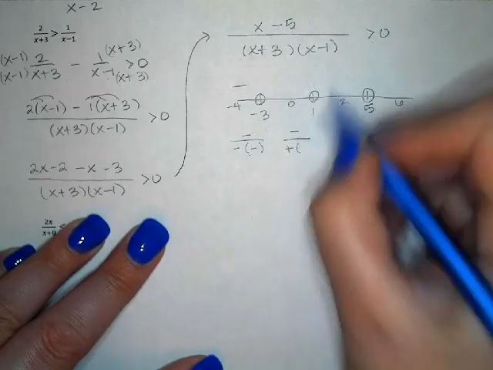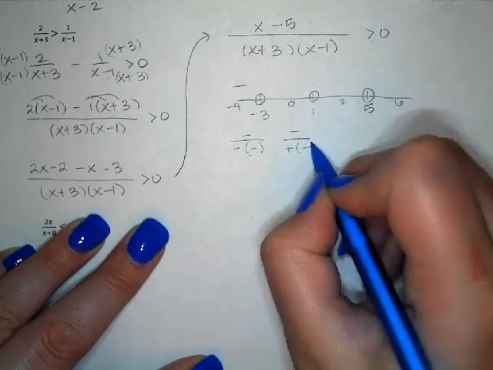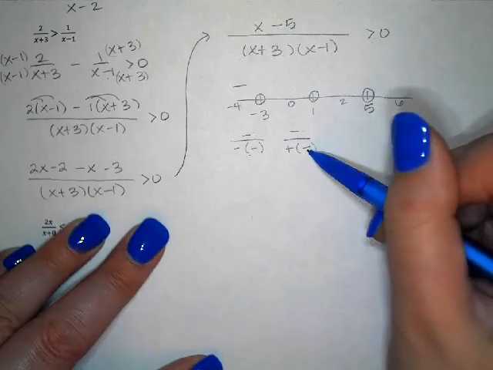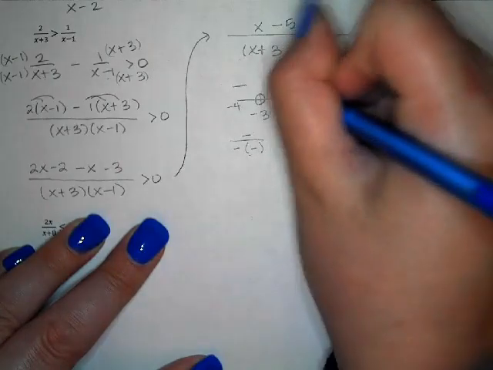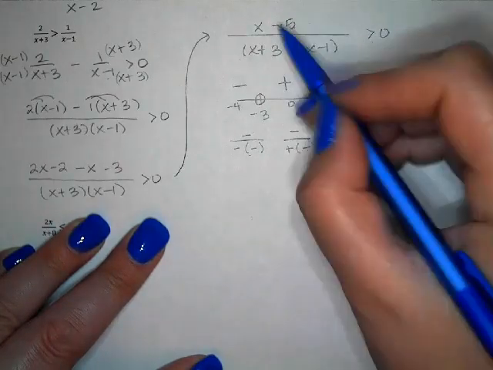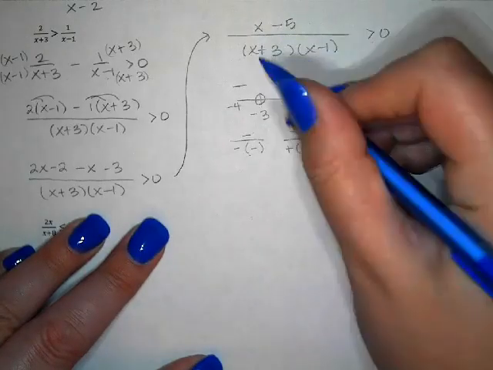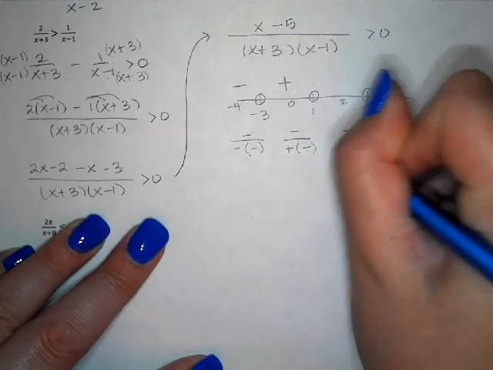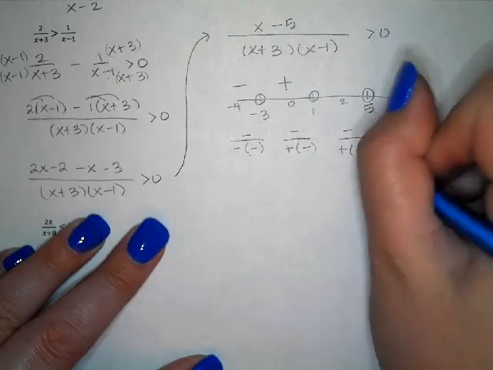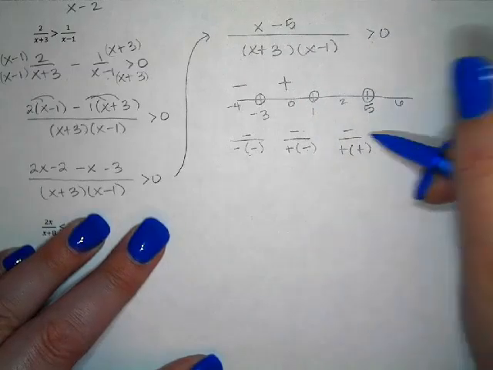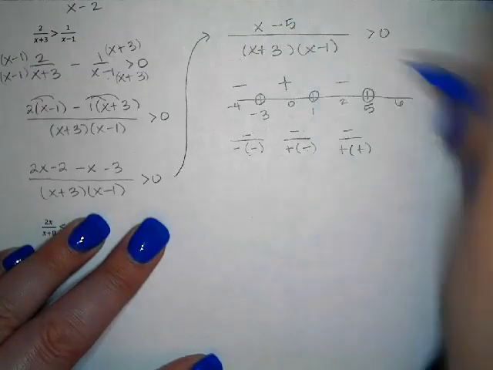2 minus 5 is negative. 2 plus 3 is positive. 2 minus 1 is positive. A negative over a positive is negative. 6 minus 5 is positive. 6 plus 3 is positive. 6 minus 1 is positive. So that's positive.